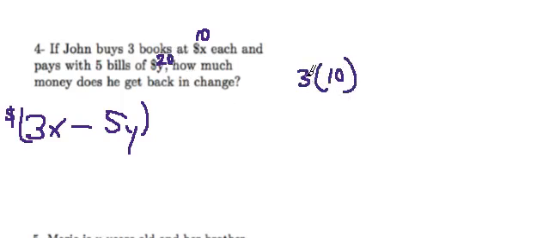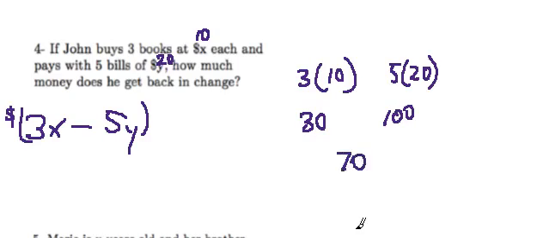So I'm writing out my steps. I'm showing them I'm doing 3 times 10 is 30. And then 5 bills of Y dollars, that's 5 times 20 is going to give me how much money he's paying with. And then this, okay, so this is 30. This is 100. So if he's buying $30 worth of books for $100, how much money is he going to get? $70 is how much money he gets back.